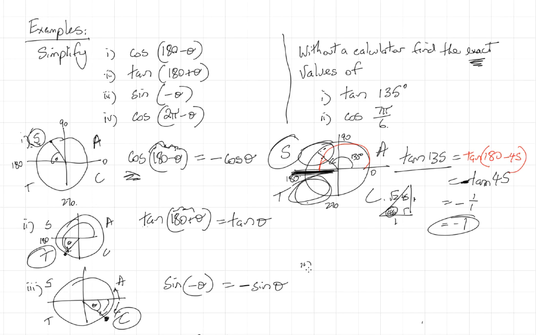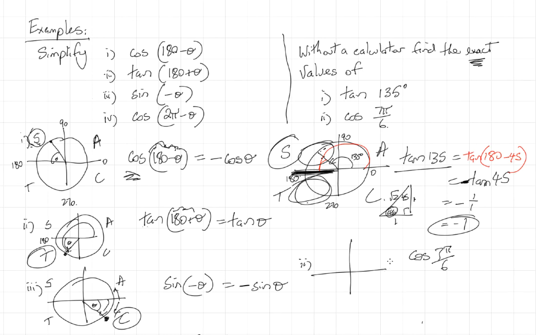Second one, we've got the cos of 7 pi on 6. Cos 7 pi over 6. All right, this is a little bit tricky. We've got to identify which quadrant.